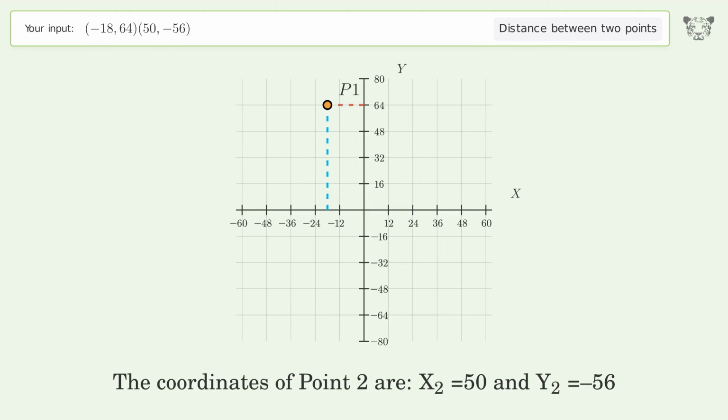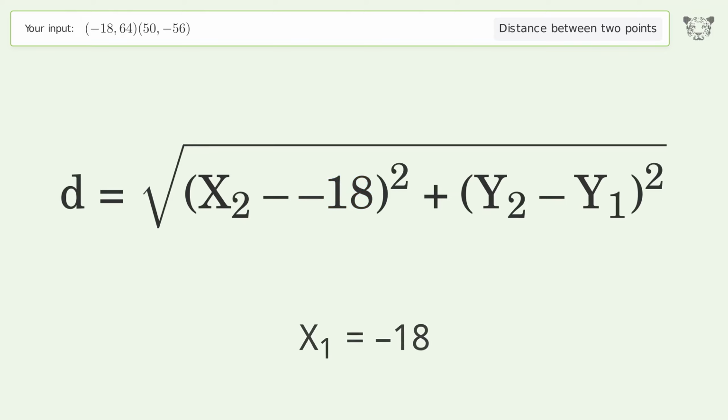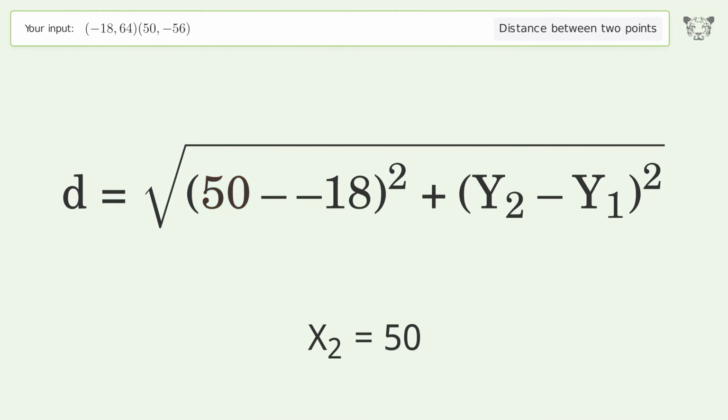Plug the coordinates of the points into the formula. x1 equals -18. x2 equals 50. y1 equals 64. y2 equals -56.